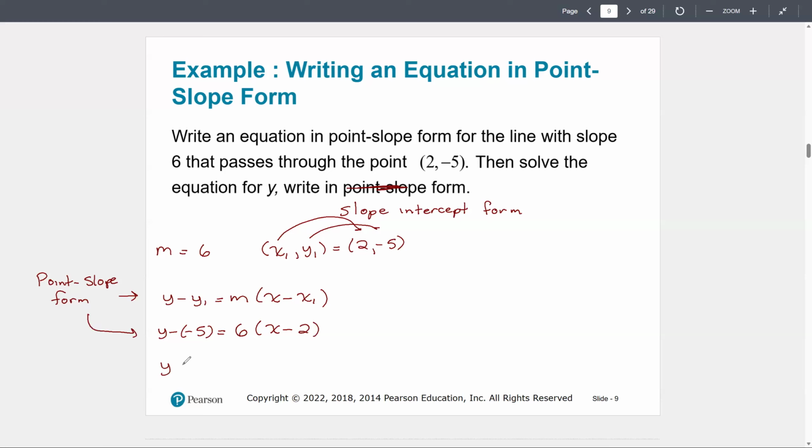We could simplify it a little bit if you wanted to and make it y plus 5 equals 6 times x minus 2. That still stays point slope form. So that finishes the first part. We got our equation in point slope form. Now we want to solve for y.